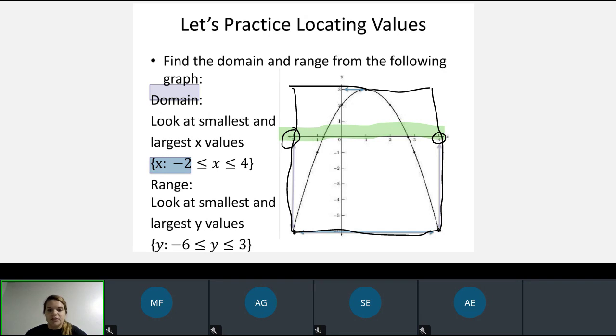So our function is continuous. If I start on the far left and move up and back down, it's continuous, meaning there's no breaks in it, and every value between -2 and 4 is included.